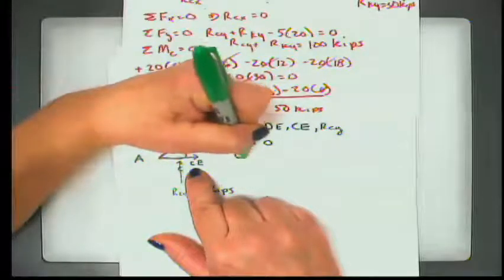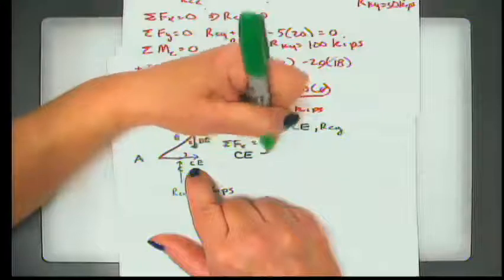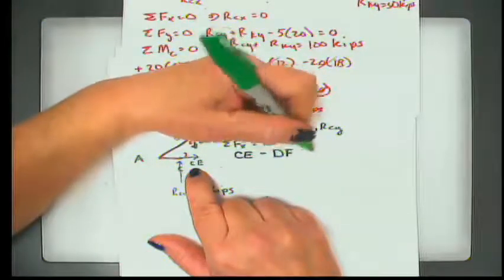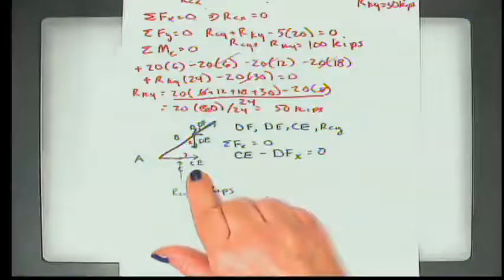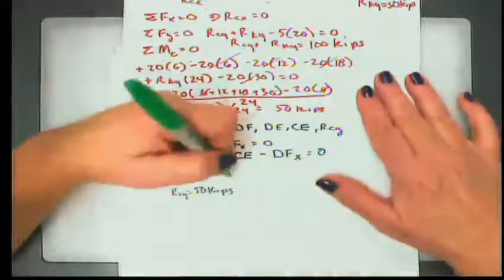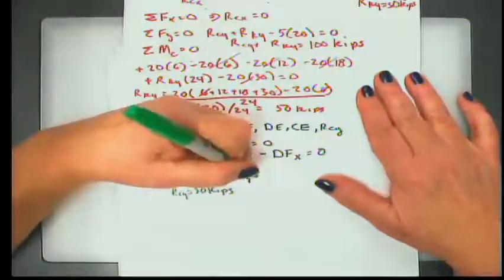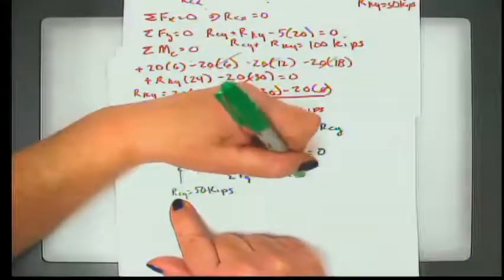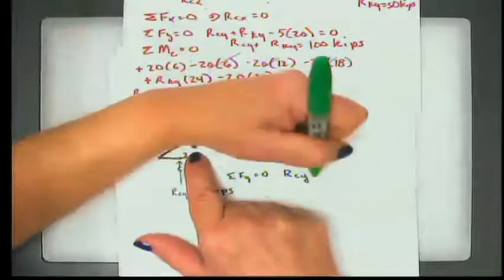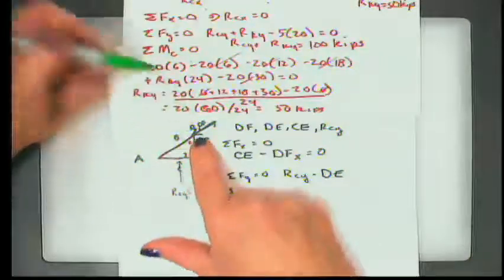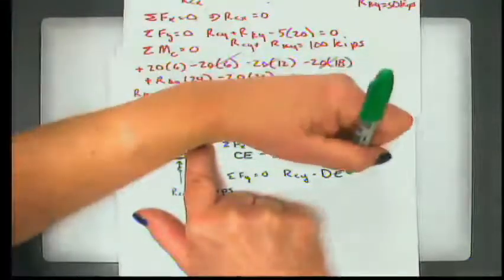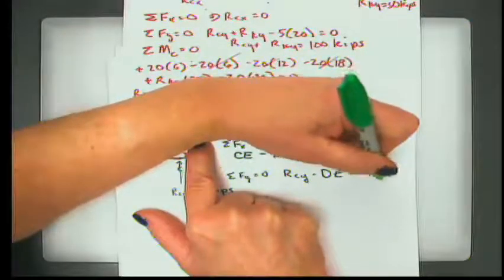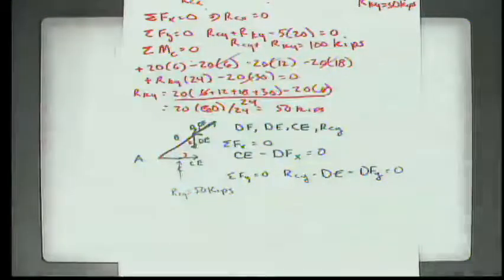What that means is the entirety of CE minus the component of DF in the x direction has to equal 0. All right, and then in the y direction, this is purely y, and it's positive RCY minus DE. This is purely horizontal, so it doesn't have a component, but in the y direction, this is down, minus the piece of DF in the y direction. Those three things have to equal 0.